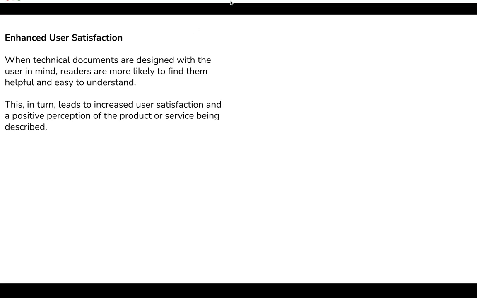So user satisfaction. When you put your audiences first when writing technical documents, your readers, your audiences are more likely to find your documents and content helpful and easy to understand. Because remember, you had them in mind throughout your content creation process. So this leads to increased user satisfaction and positive perception of the product or service being described.